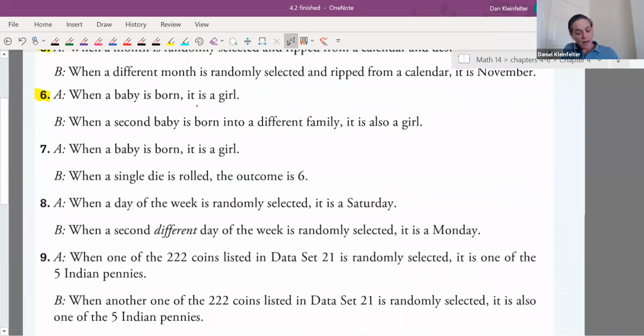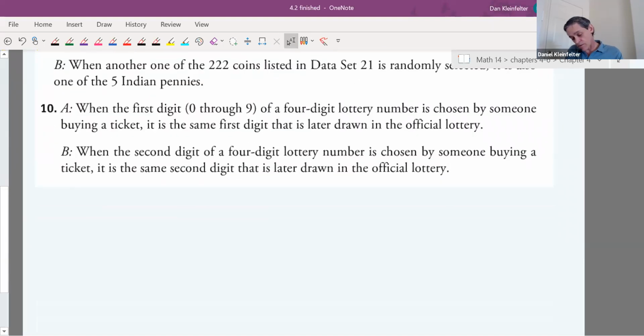Okay, here A, 6, when a baby is born, it's a girl. There's a 1/2 chance of that occurring. B, when a second baby is born to a different family, it's also a girl. Its probability is 1/2. Those are going to be independent. Just because the first family had a girl doesn't mean anything about whether the second family will or will not, right? So the two are going to be independent. And so the probability of both occurring is going to be just the product of the two probabilities. And so it will be 1/4. All right, so that seems good for those.